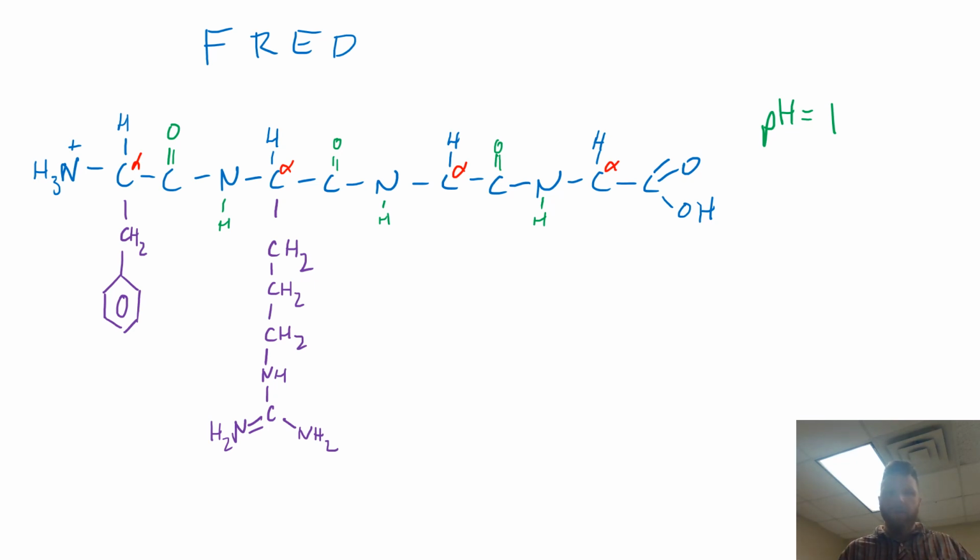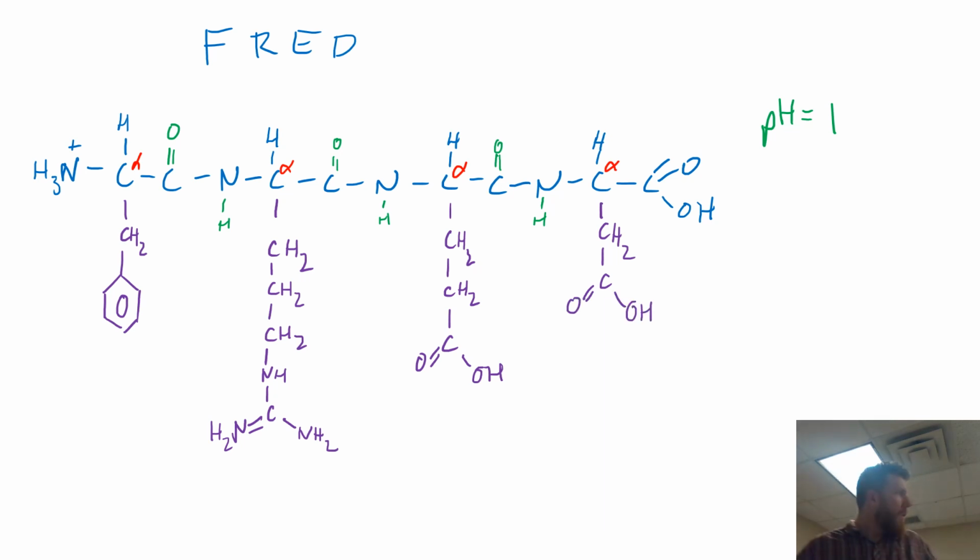E is glutamic acid, and that is CH2, CH2, and then C, double bonded oxygen, OH. And finally, D for aspartic acid is CH2, C, double bonded oxygen, OH. So this is our peptide drawn at a pH of 1.